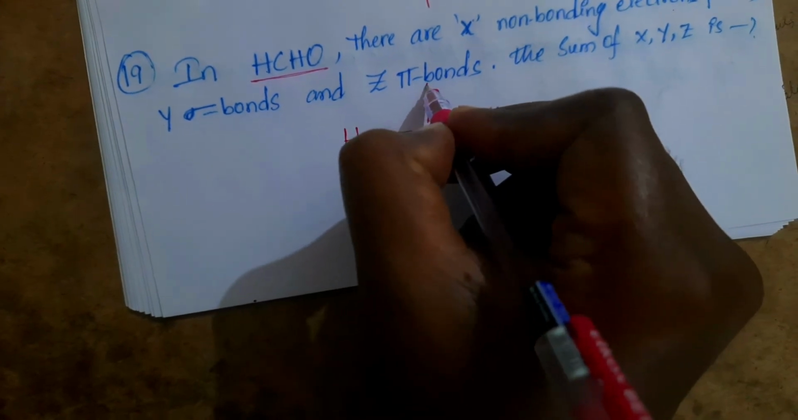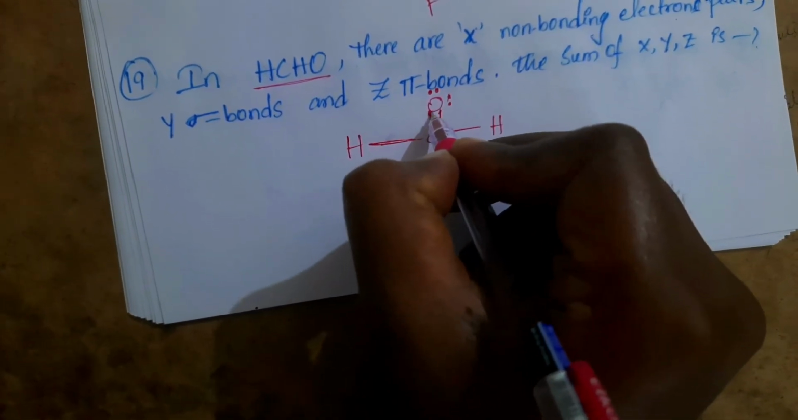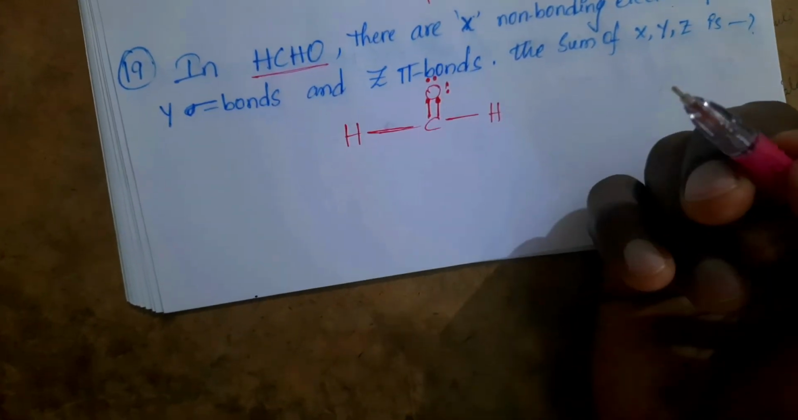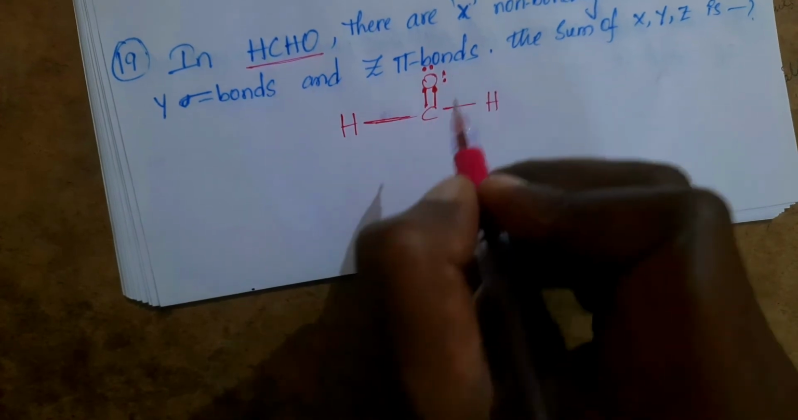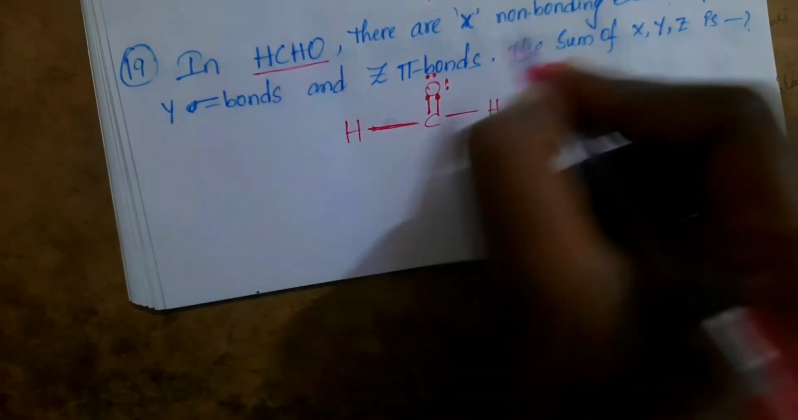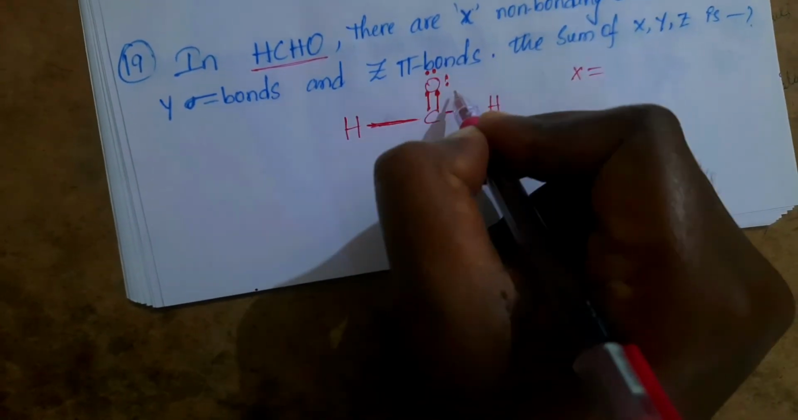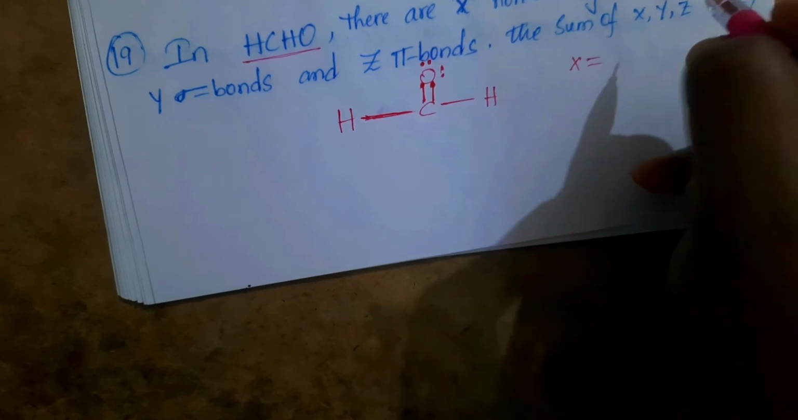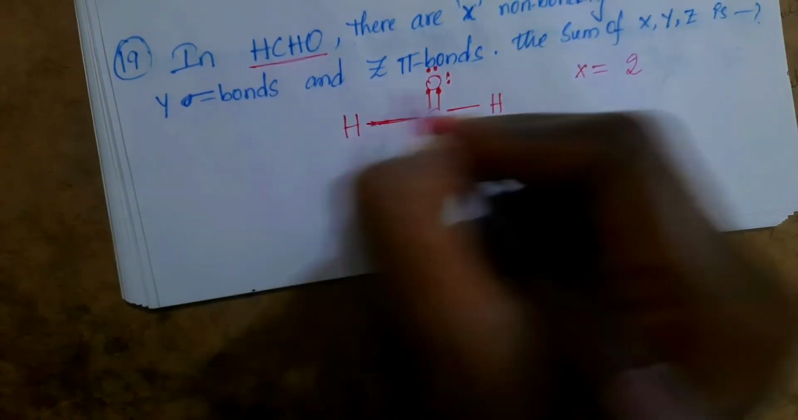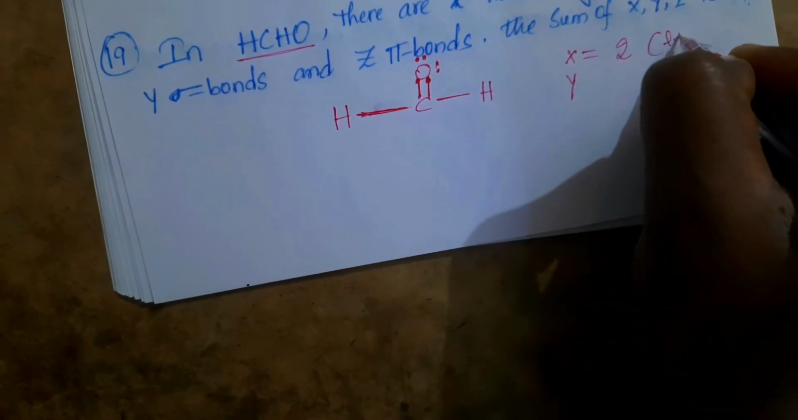This oxygen contains a total of 6 electrons, no? So now you see here 2 electrons are involved in bonding, and 2 pairs will be lone pairs of electrons. Total 6 electrons in its valence shell. The carbon's 4 electrons are participating. Now X is the number of non-bonding electron pairs they are asking. Electron pairs are 2. Y is sigma bonds. These are lone pairs of electrons.